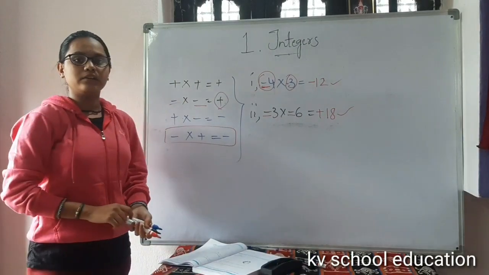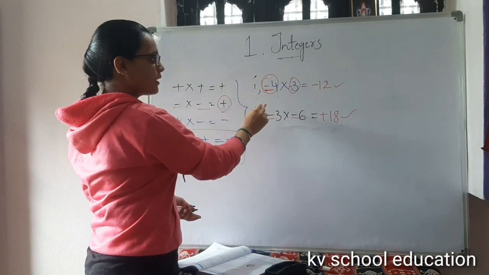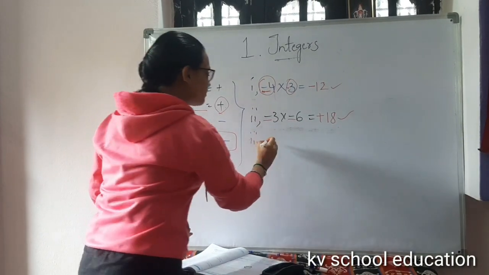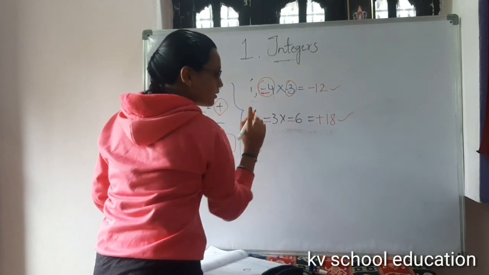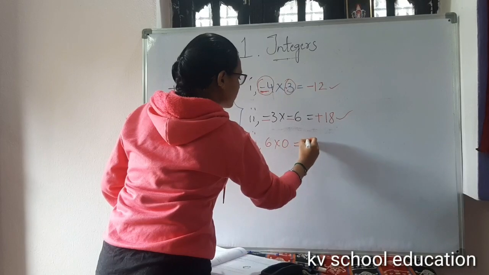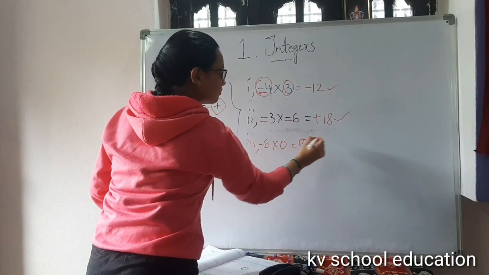And if a number is multiplied with 0, the answer will also be 0. For example, 6 into 0 is equal to 0. Minus 6 into 0 is also 0. Okay.